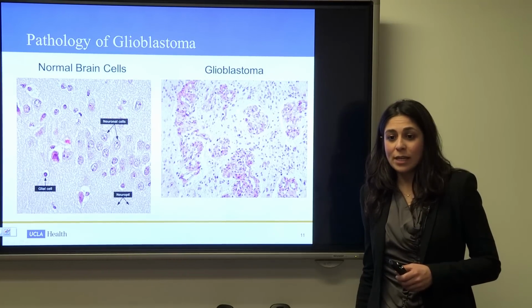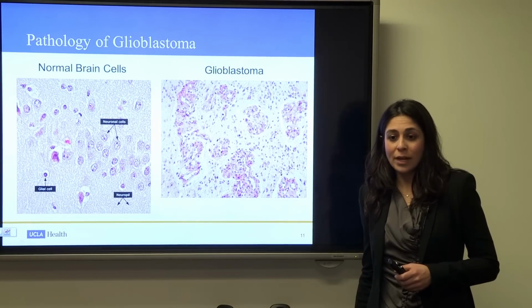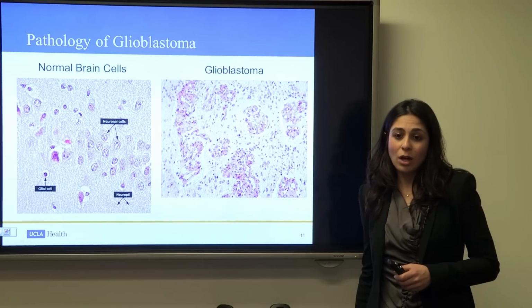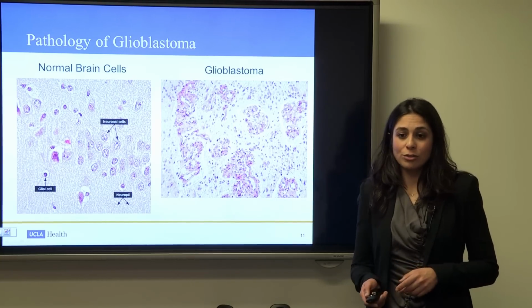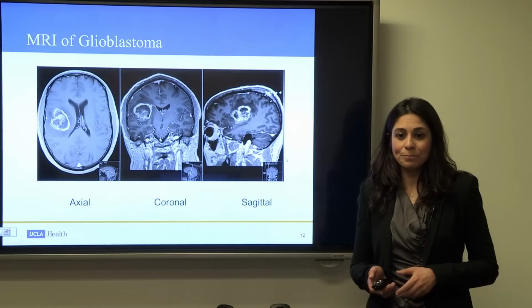And so you can see here on the right with the glioblastoma, it's not organized appearing at all. On the left, you can see how it has this organized appearance. On the right, you have multiple replications, so you see all these black dots. And this is what we look at under the microscope to make the diagnosis.